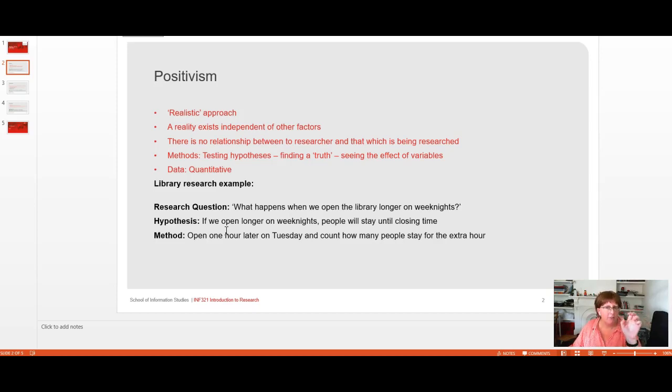So they've got the hypothesis there, which might be, I reckon if we open our library for 1 extra hour on a Friday night, there will be more people in there. The people will stay for that final hour. They won't all leave when they're used to leaving. They'll stay there for that final hour. Let's test it. Let's open the library up for an extra hour on a Friday night and see what happens. That's the method.